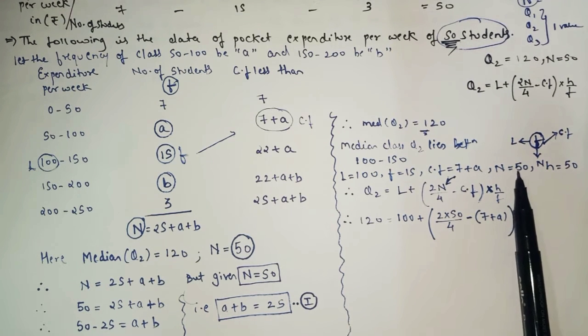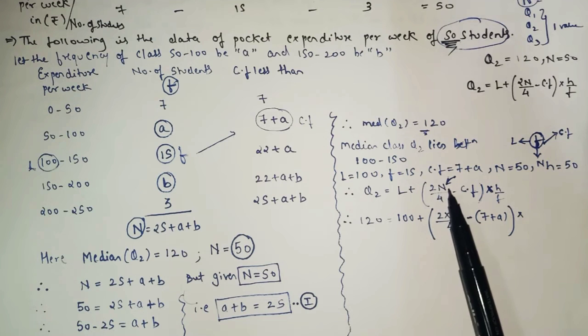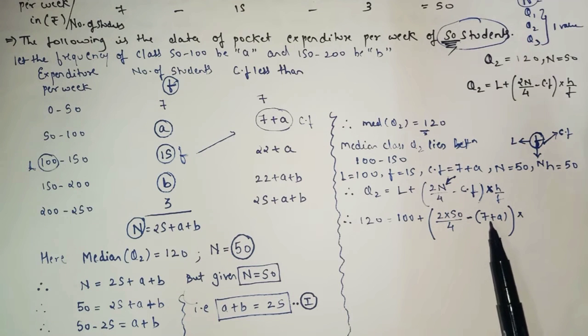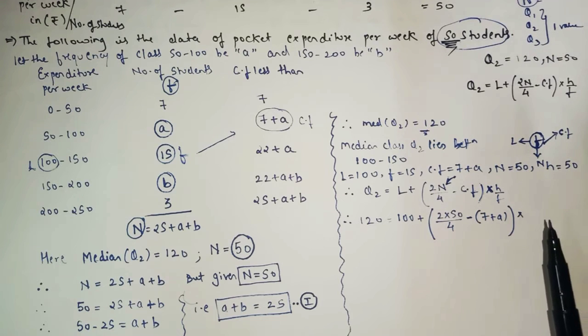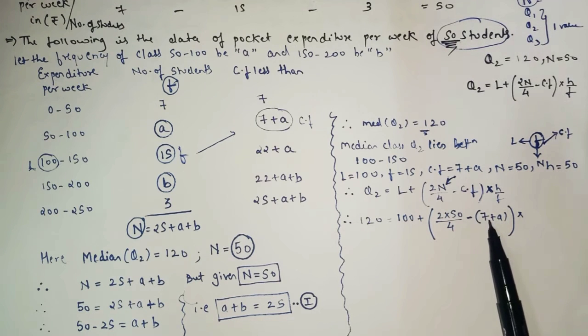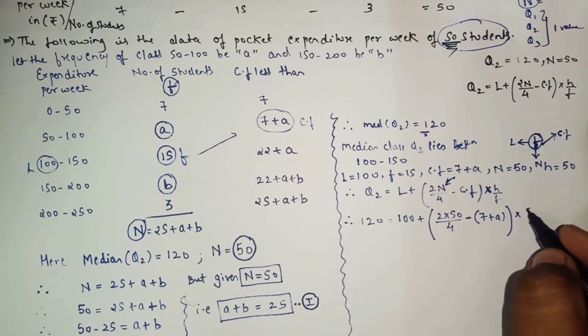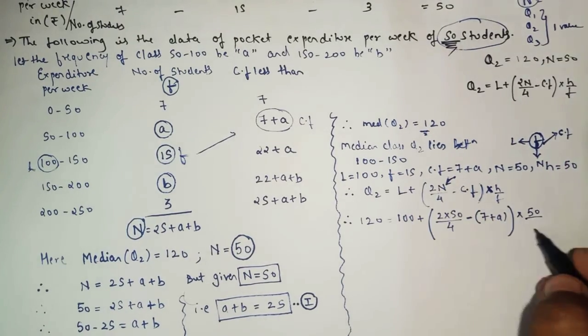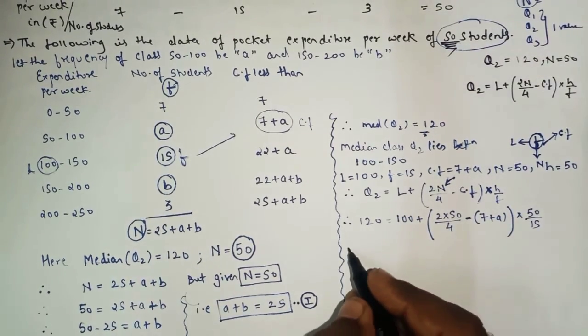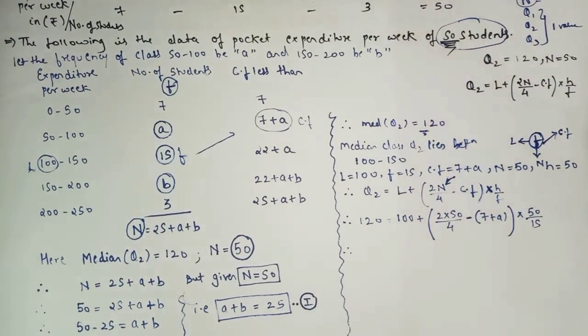The first one, N, you will put the actual value which is given. CF value you will write inside the bracket for every sum. If you have two terms, see to that you will write always the value of CF inside the bracket only. Okay, so your h is what, 50, and f is what, 15. Okay, so now after this what we have to do?